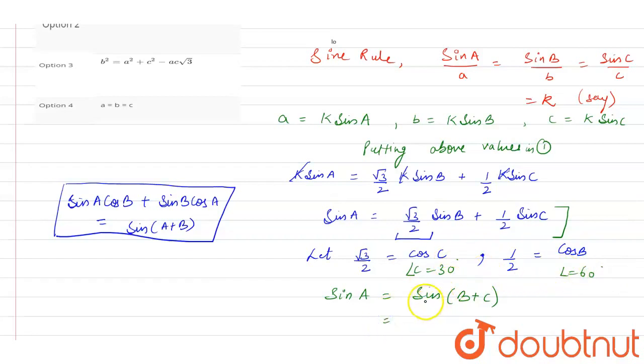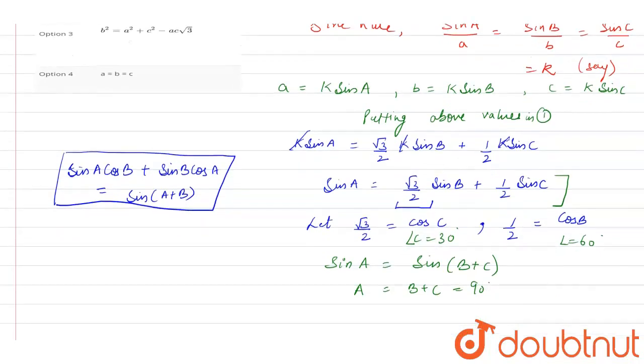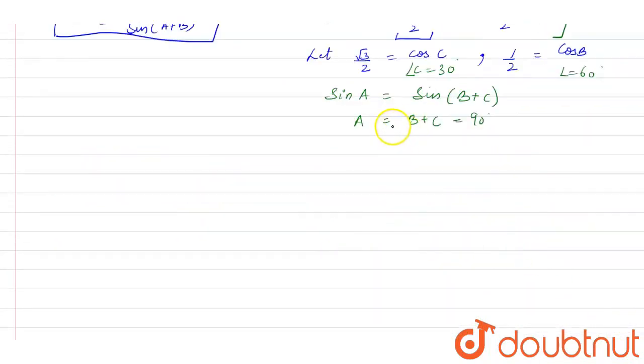Let's put these angles here. If we compare both the sides, it will be A is equal to B plus C, and we know what B plus C is: 30 plus 60 is equal to 90. So if B plus C is equal to 90, then A will also be equal to 90, right?